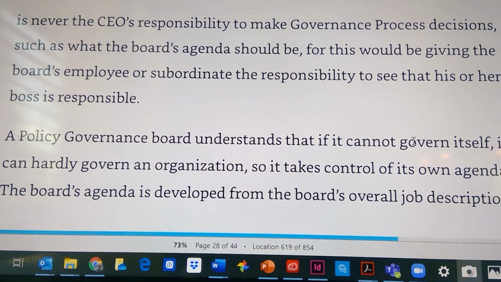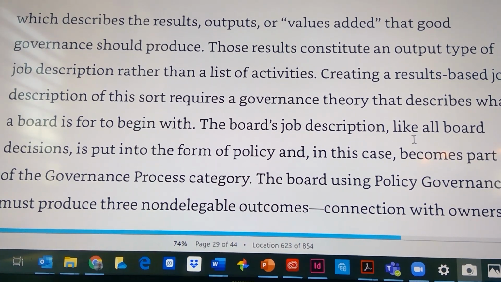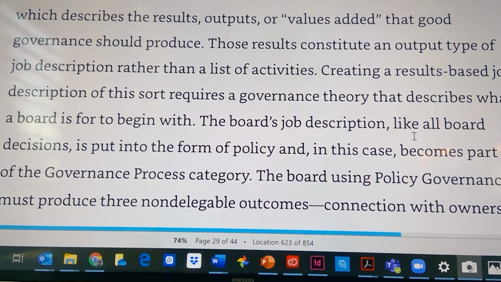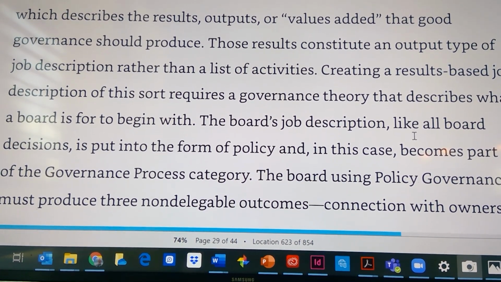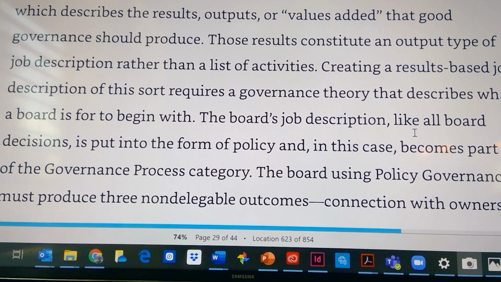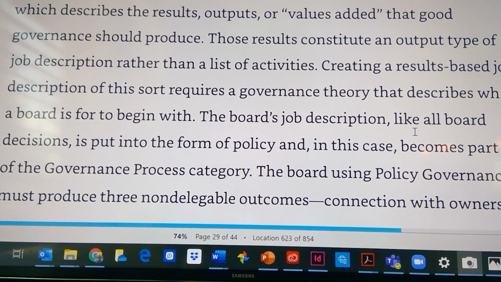The board's agenda is developed from the board's overall job description, which describes the results, outputs, and values added that good governance should produce. Those results constitute an output type of job description rather than a list of activities. Creating a results-based job description of this sort requires a governance theory that describes what a board is for to begin with. The board's job description, like all board decisions, is put into the form of policy, and in this case becomes part of the governance process category.